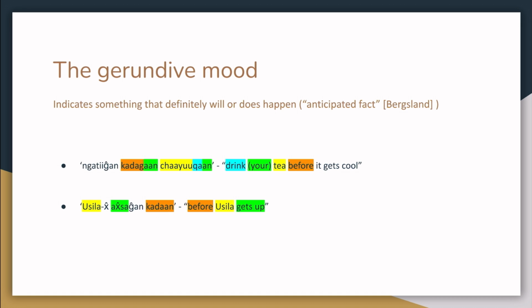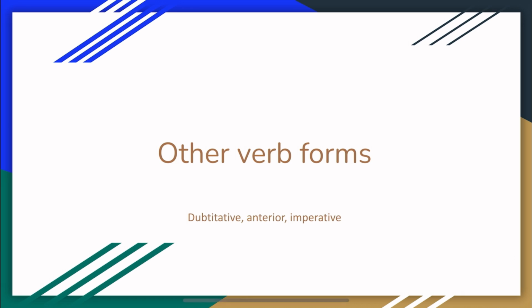In this example, drink your tea before it gets cold. This is something that's going to happen if you don't drink your tea. It's going to cool down from being hot. And then the same, before Yusula gets up. You assume Yusula is sleeping right now, she's going to get up. Kadan means before. This aran means it's combining with it somehow, so I'm assuming there's a meaning behind that.